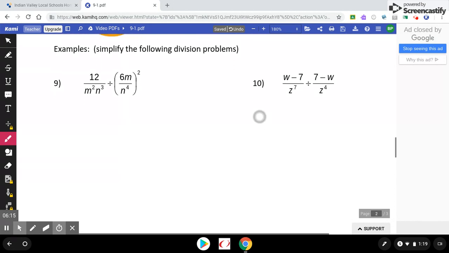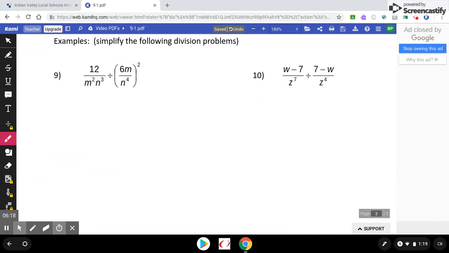Number 9. Notice, number 9 does not have any pluses or minuses involved anywhere in that problem. So I am not going to be doing any factoring. But I do always have to do exponents first. So I'm going to take care of this guy. All right, everything gets squared. Well, if the 6 is getting squared, it would be 36. If the m is getting squared, he'd be m squared. And what are we supposed to do with the exponents in this case? Times them.